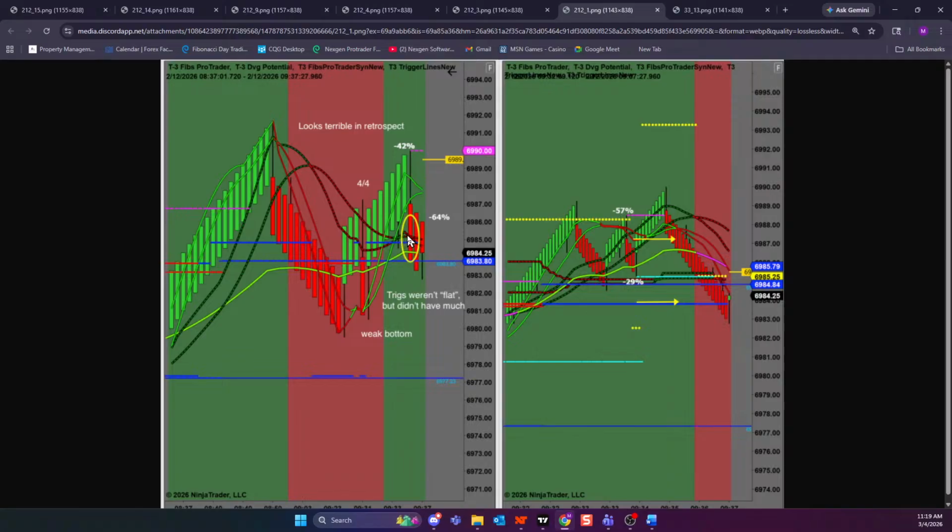Okay. They were red where you entered too, weren't they? Okay. Well, then you followed your rules. Good job. It does look terrible now. Absolutely, it does.